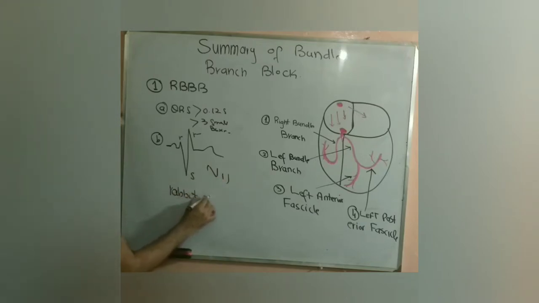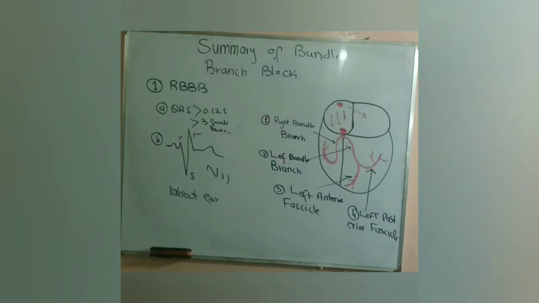Rabbit ear pattern. So when the QRS complex is broader than 3 small boxes and there is an R, S, R prime pattern in lead V1 or V2, and probably it's in lead V1, also known as rabbit ear pattern, then this will be known as right bundle branch block.